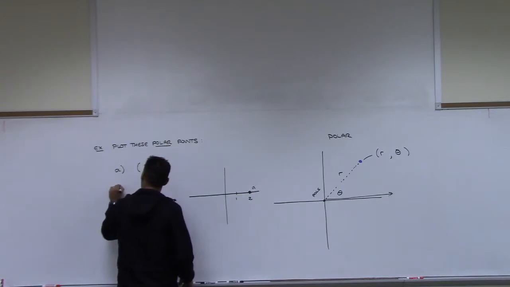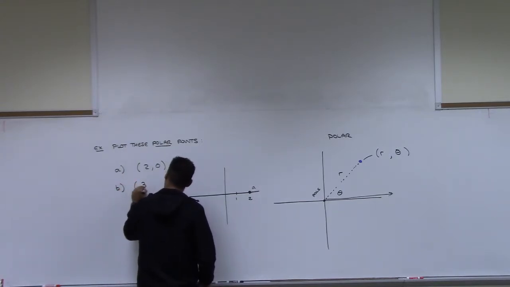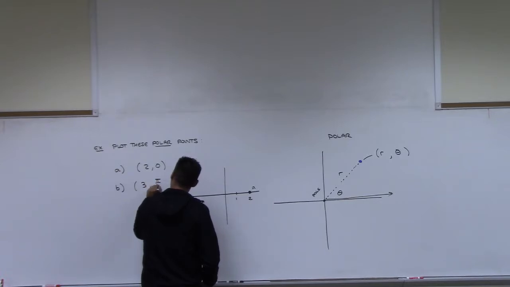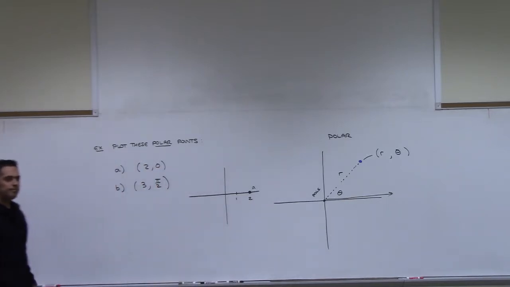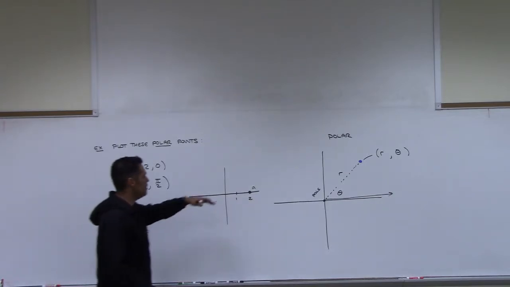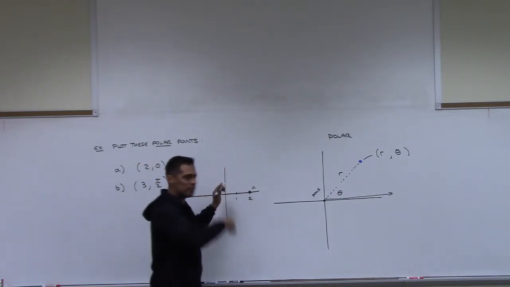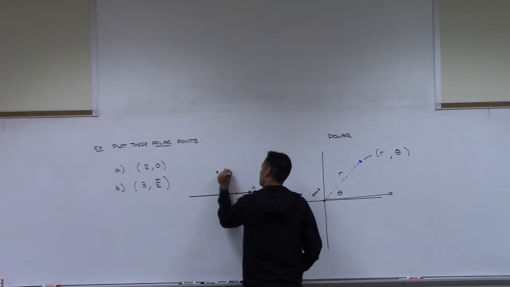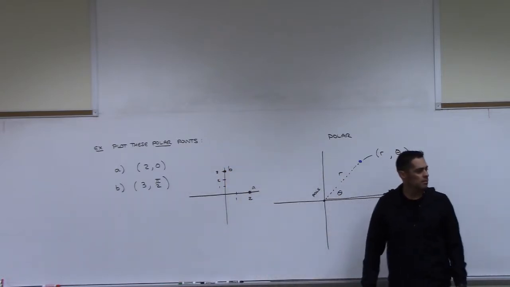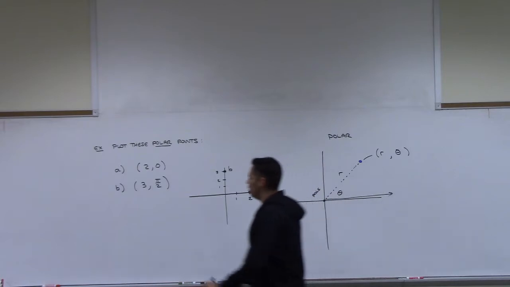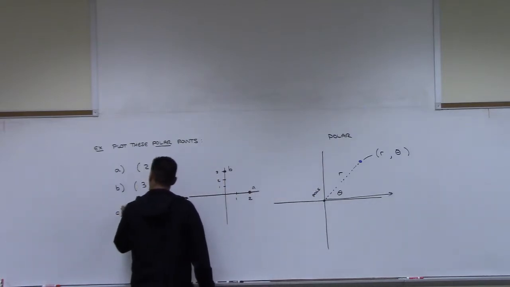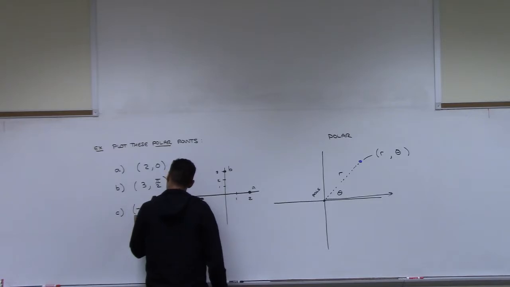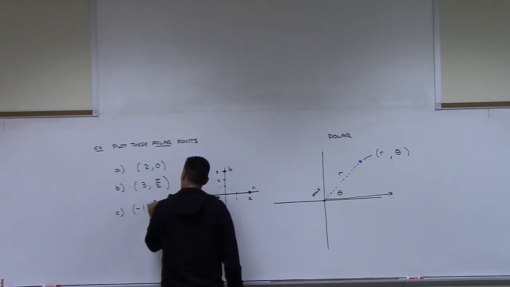Let's try this one. How about (3, pi over 2)? Where am I going to be there? Straight up. Okay, so I'm going to turn by pi over 2, straight up, and walk out 3. 1, 2, 3. That's point B. Make sense? Okay. How about this one? C, (-1, 3 pi over 2).